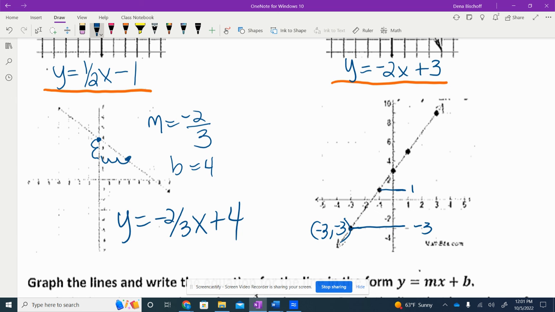2. Very good. Does 4 over 2 reduce? Yes. To what? 4 divided by 2 is 2. Just write it as 2. So that's my slope. M equals 2.